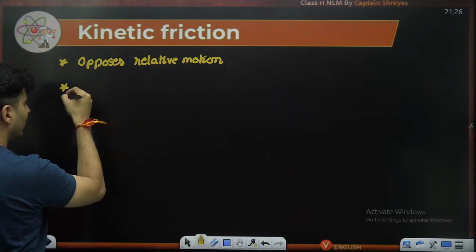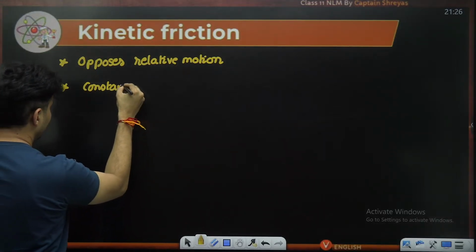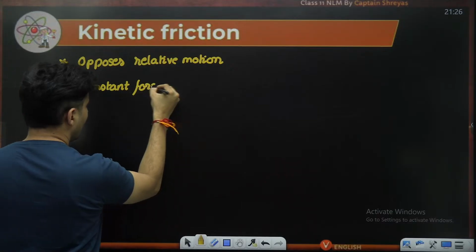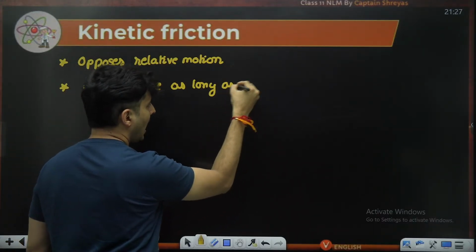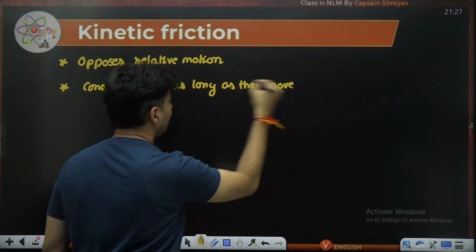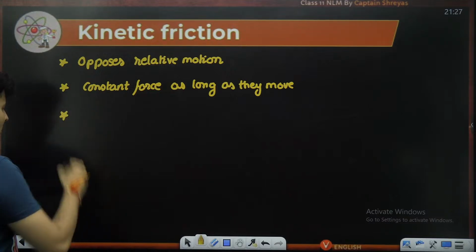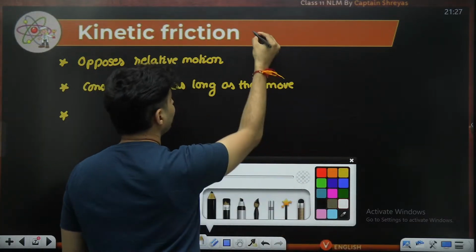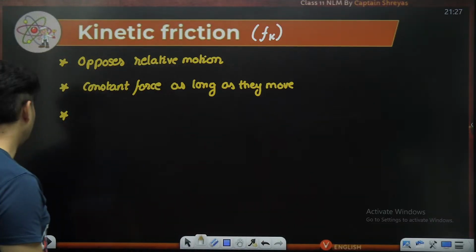Second thing, it is not adjusting, rather it's a constant force as long as they move. They means the surfaces. As long as they move, it is a constant force. Next thing, the symbol for kinetic friction is basically Fk.